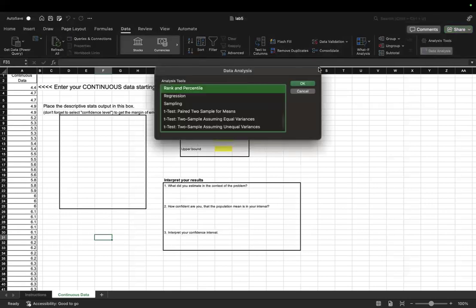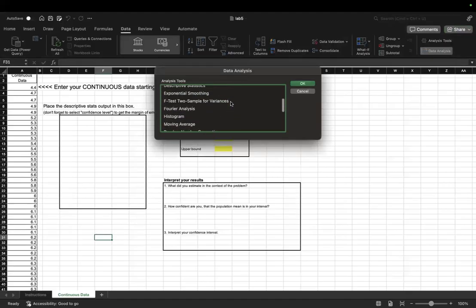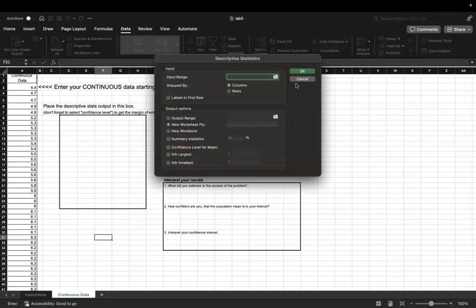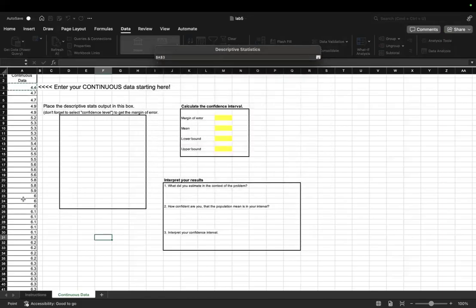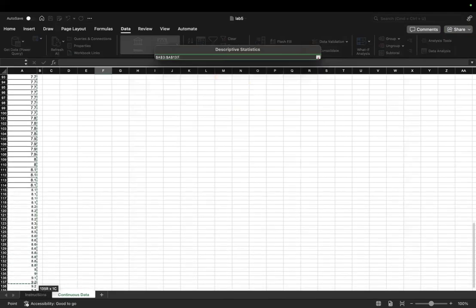The data analysis tool, and I'm going to go down, where were we before? Descriptive statistics. Click OK. Now this is going to be slightly different than what we did before. So first, I'm still going to do input range, and I'm going to highlight all of my data.